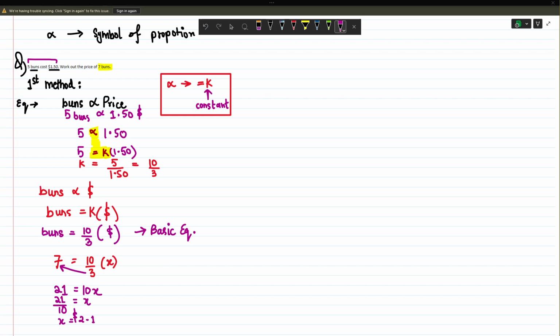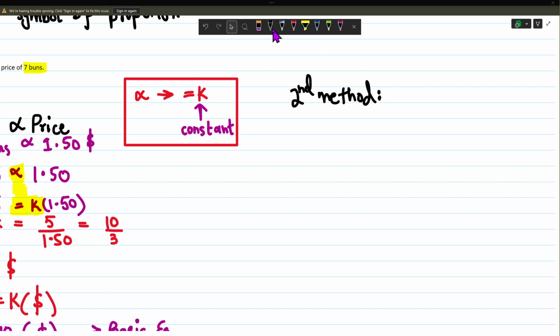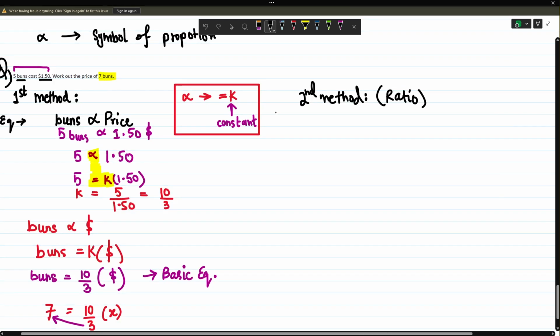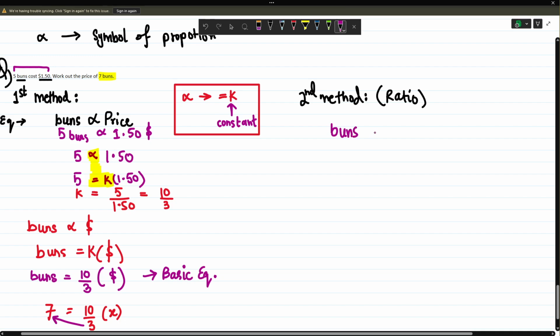Is this clear? Okay, now we have the second method. Let's write it over here. We have the second method. अच्छा जी, so second method में आपके पास ये है the ratio method. This is pretty basic. इसमें आप वही जैसे हमने पहले रेशियो बनाया था, we are also going to make a ratio over here. We are going to do buns is to price. Why? Because that's in the question, right? तो हम buns into price का एक ratio बनाएंगे.